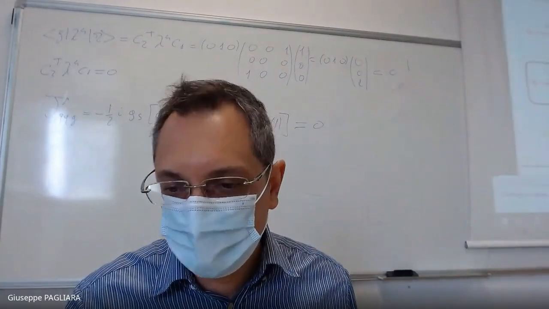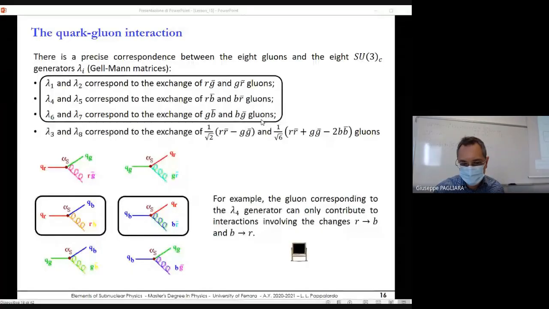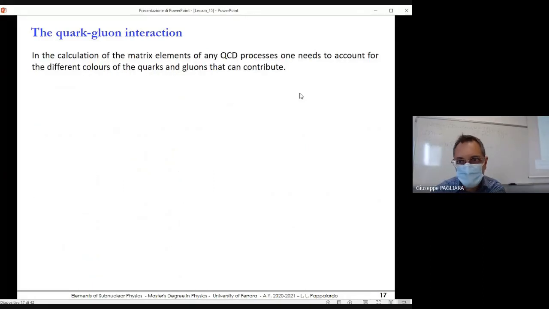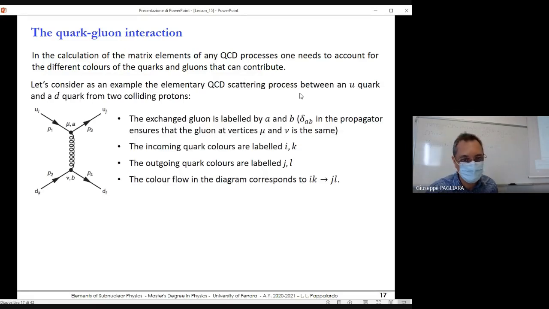Let's go back to the slide. Now, in the calculation of the matrix element of any QCD process, one of course needs to account for the different combinations of quarks and gluons that can contribute. We will take now an example, which is the UD QCD scattering at tree level, so mediated by a gluon. So this is the full Feynman diagram. We have the four momenta, P1, P3, P2, P4, and the color indexes, I, K in the initial state, and J, L in the final state.